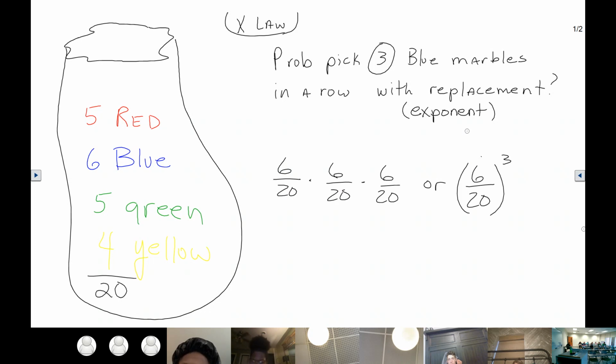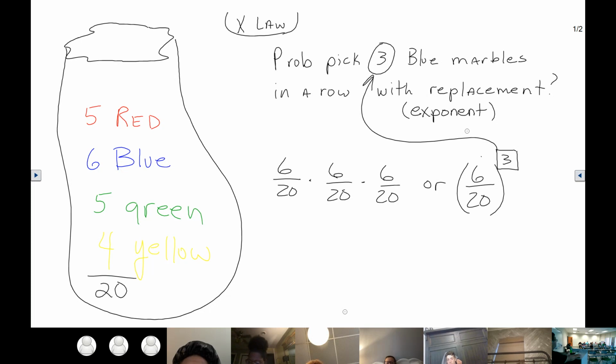3rd power. The 3, the exponent, is always going to be the number of draws. Write that down. The exponent is always going to be the number of draws or the number of pulls, whatever you want to call it.